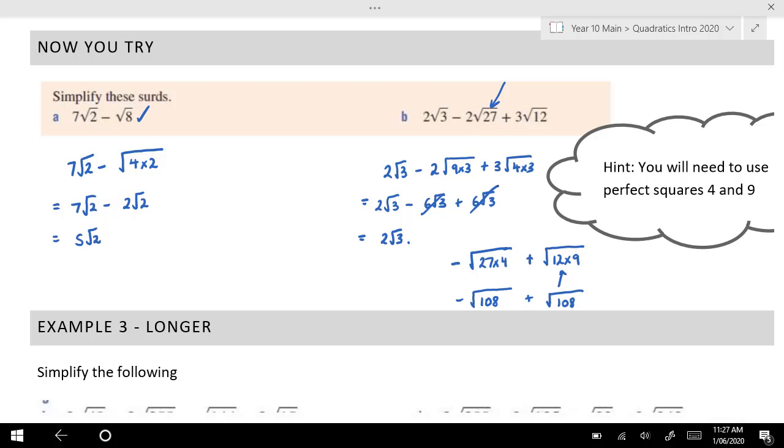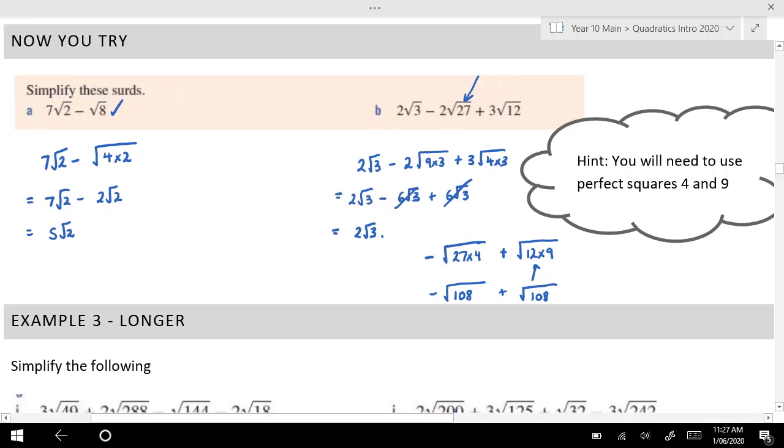So just remember, when you're factorizing these things, try to come up with the highest common factor. For example, 108: the biggest number which goes into 108 which is a perfect square is 36. 36 times 3 is 108. So the simplest that can be is 6 root 3. Okay, so 6 root 3 is the simplest that surd can get.